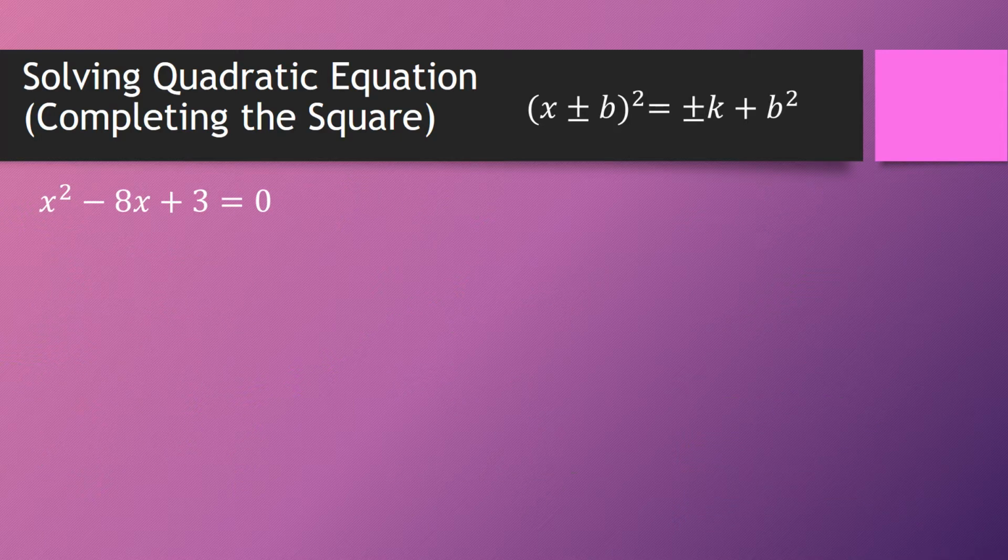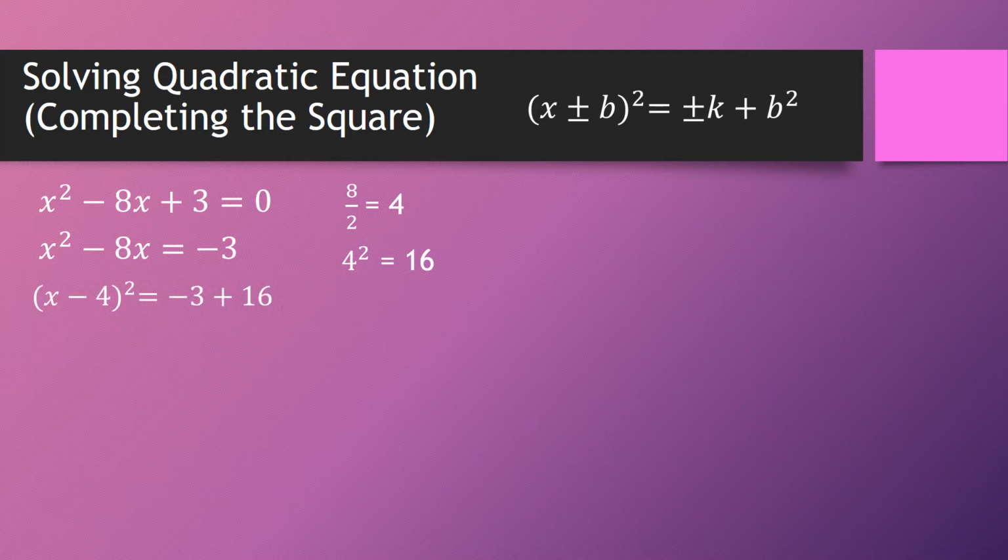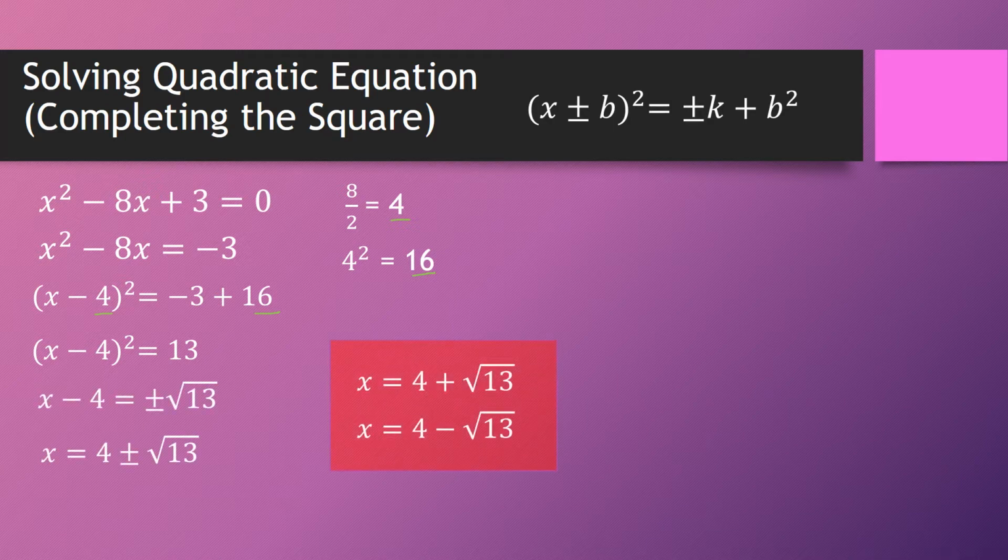Another example is similar. Select the b, move 3 to the other side. 8 divided by 2 is 4. 4 squared is 16. And now you substitute 4 is this value and 16 is this value. You do the operation, find a square root, and you have two solutions.